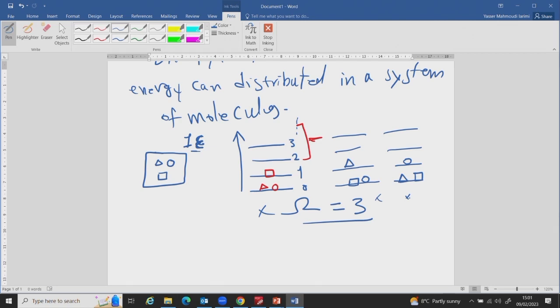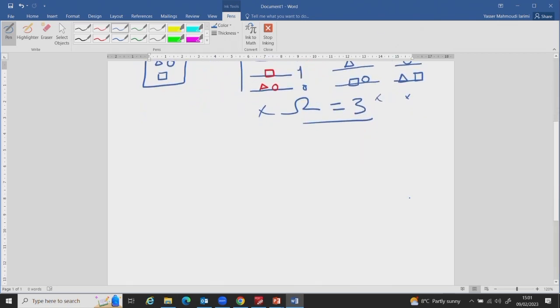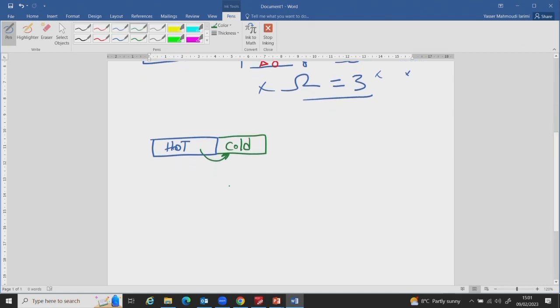Probably, right? Now, why this is important for us, let's take a look at a diffusion problem. If you have a hot slab, it has a high temperature, higher energy, and it comes into contact with a cold slab. Let's say this is a cold one. We know that energy will be transferred from the hot slab to the cold slab, right? Now, we're going to find out what happens to entropy here.